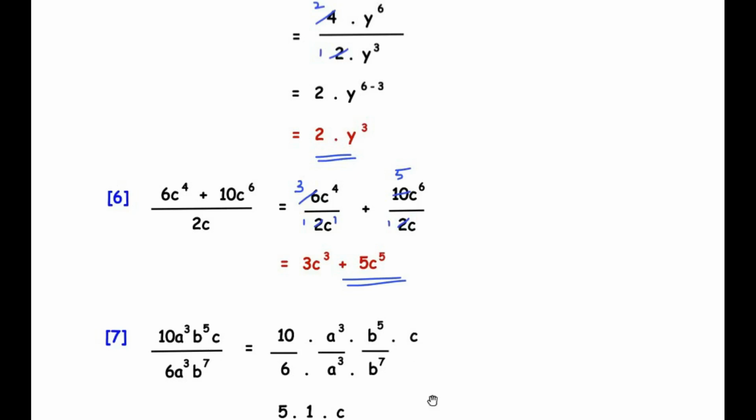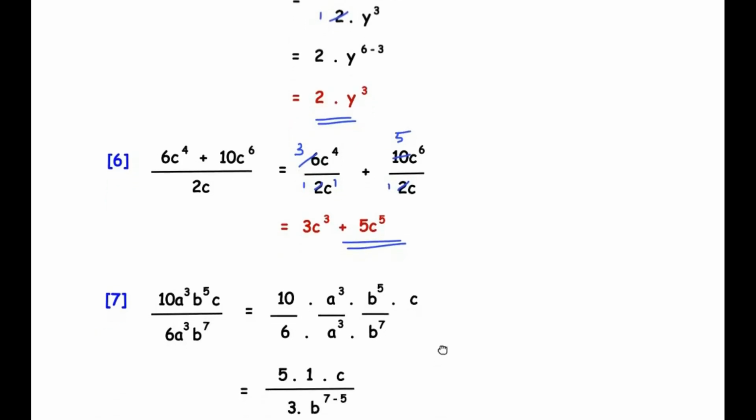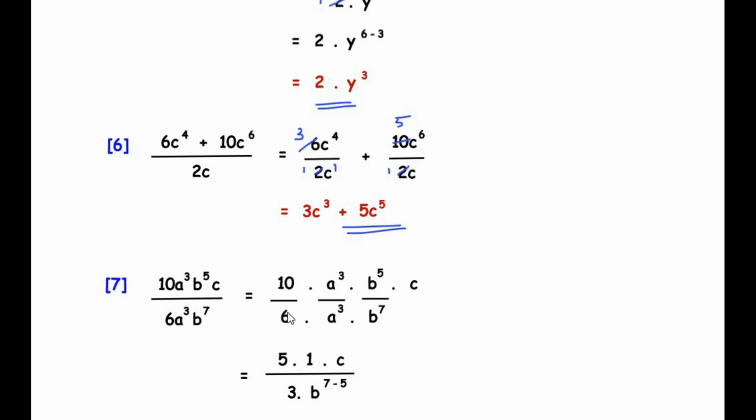Now once we have done this, now comes the simplification. So here 10 and 6 go in the table of 2. So 2 3 times is 6 and 2 5 times is 10. So here we get 5 over 3. Now a cube and a cube, they will divide each other, they both are same. Now here again using the division law, we can see that the denominator power is higher than the numerator power. So 5 goes to the denominator. So we get 1 over b to the power of 7 minus 5 times c.